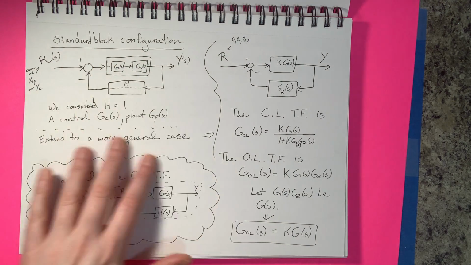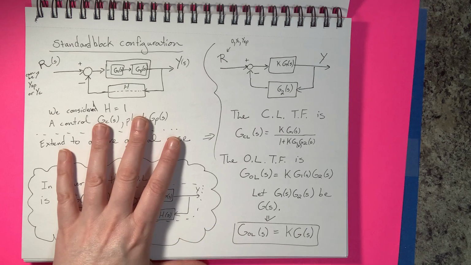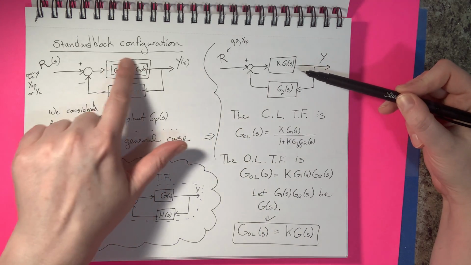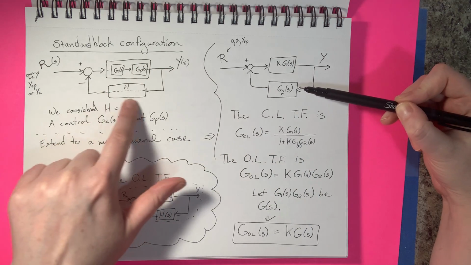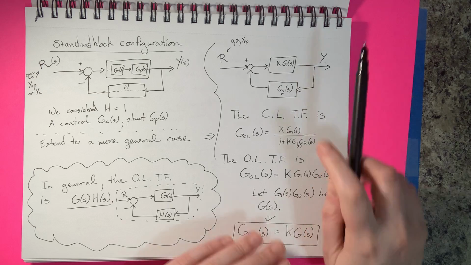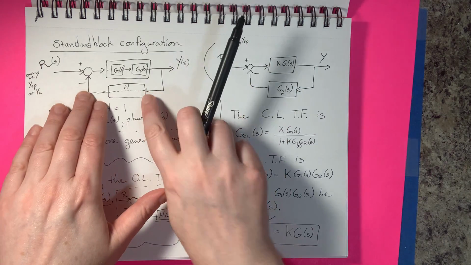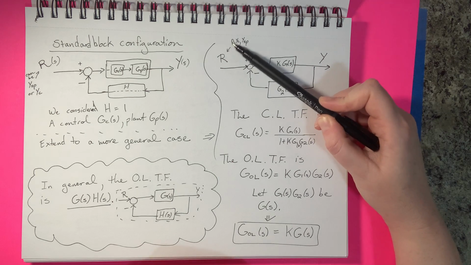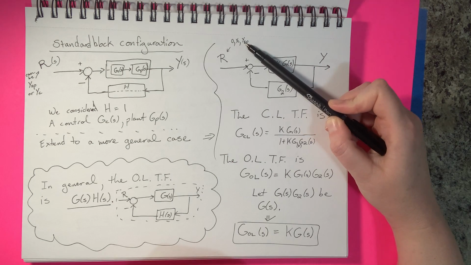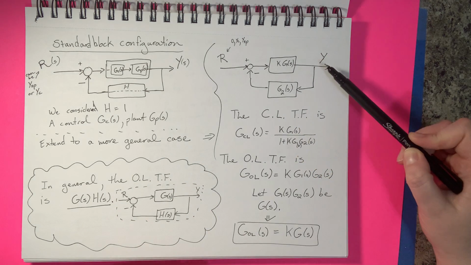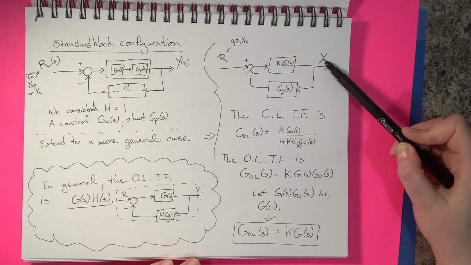But if we were to extend all of this to a more general case, it would look something like this, where we just had some block here and then some block here. In this diagram, this one really does encompass this one, and R is the reference input, and again, it can be 0, it can be our command signal, or it can be our set point, depending on what our controls task really is, and Y, of course, is still our output.